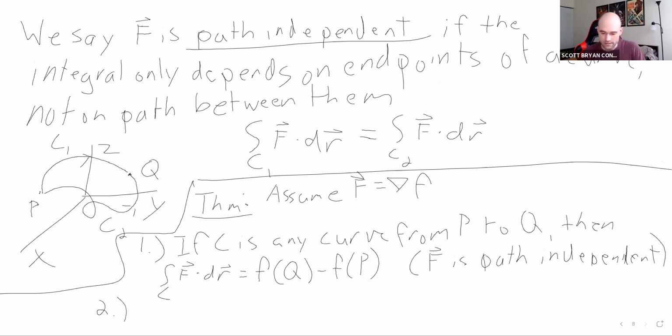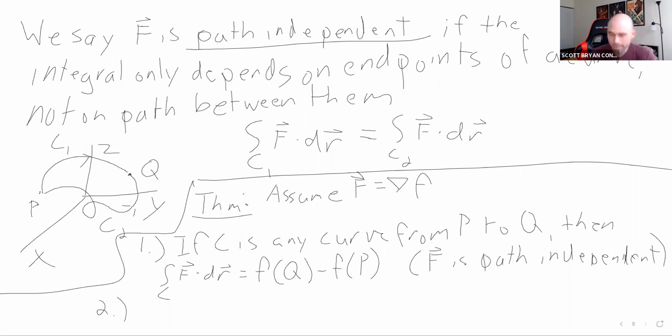So that's really nice, right? You don't have to parameterize, you don't have to do a line integral. You just have to know what the antiderivative is, the potential function, and you have to know the starting and ending point. And if you know those things, then it's really easy to evaluate. You can skip the whole process of doing a line integral if your vector field's conservative.